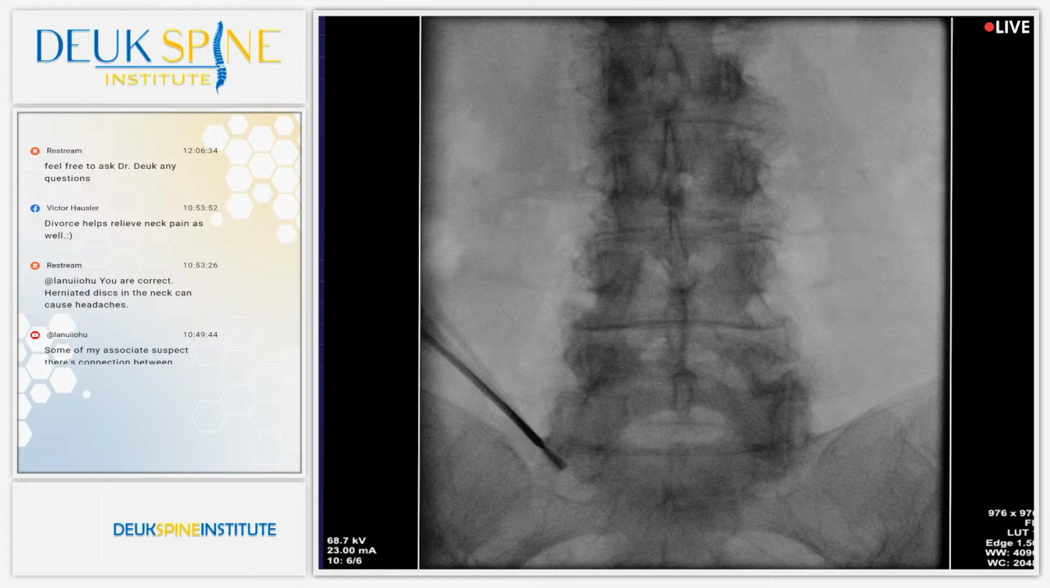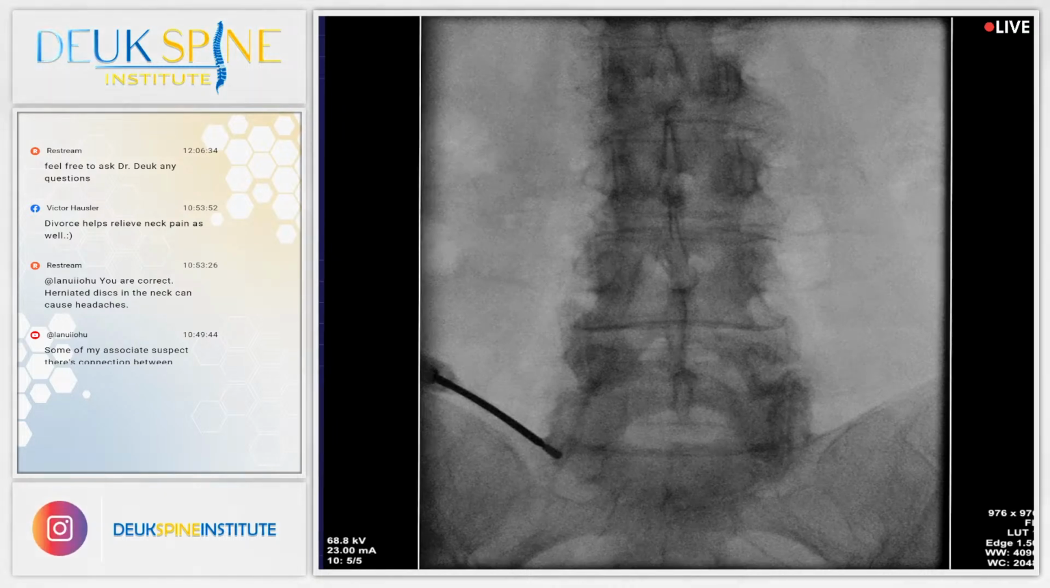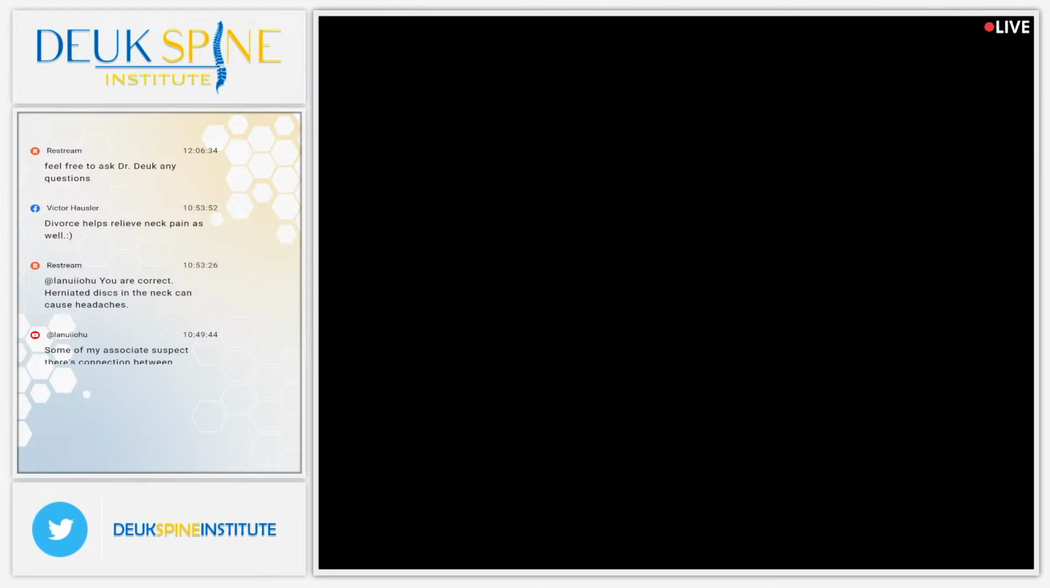All right. I think we're good with the facet joints on the patient's left side, L2 to S1. And now I'm going to go to the right side and do the same thing. Stapler. We're going to close these tiny 4mm incisions. We're going to move on to the opposite side.